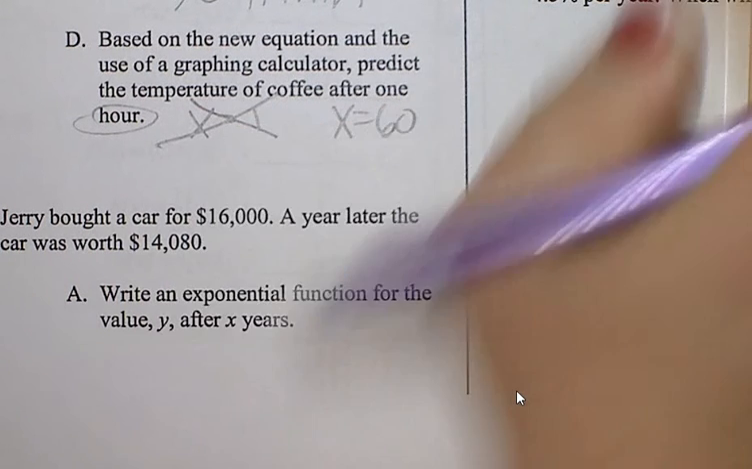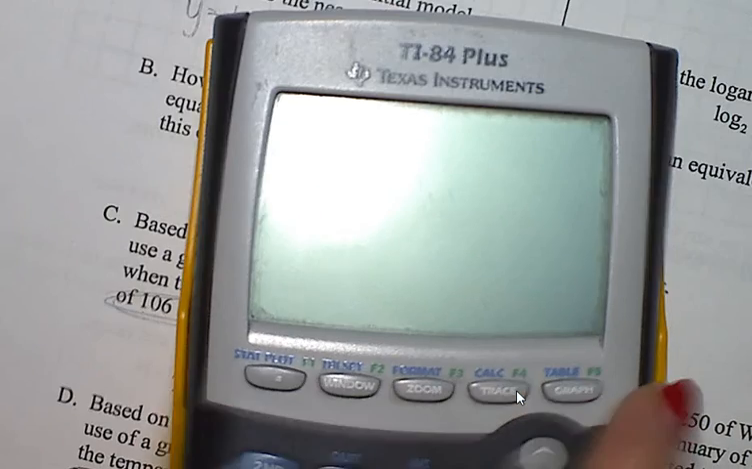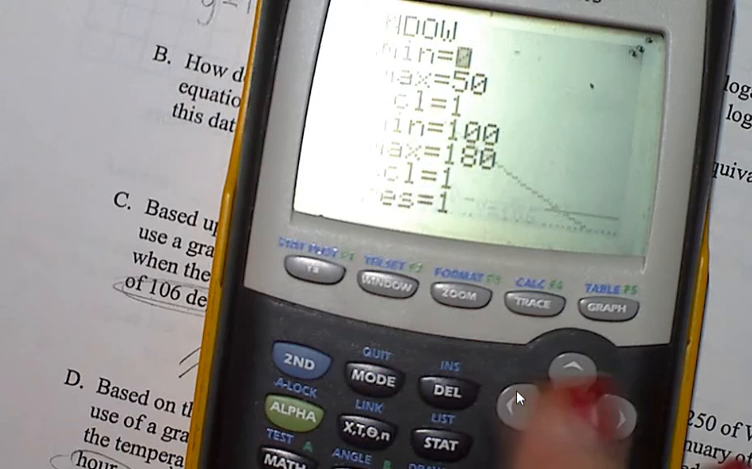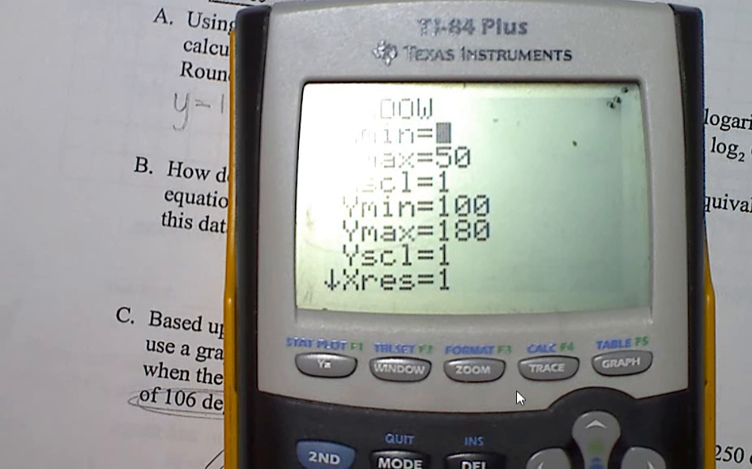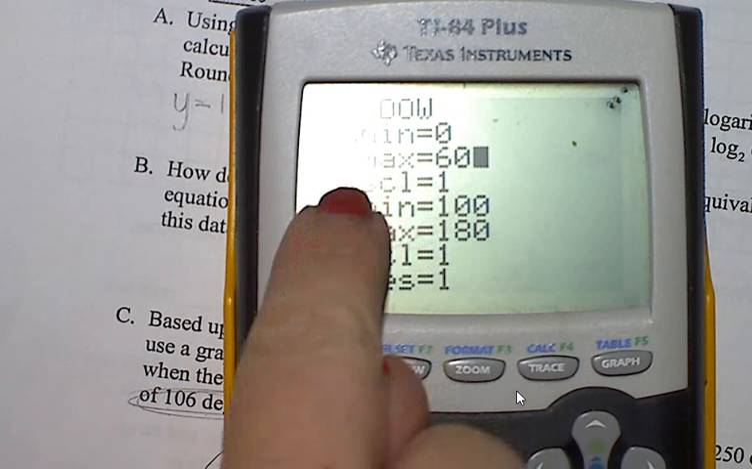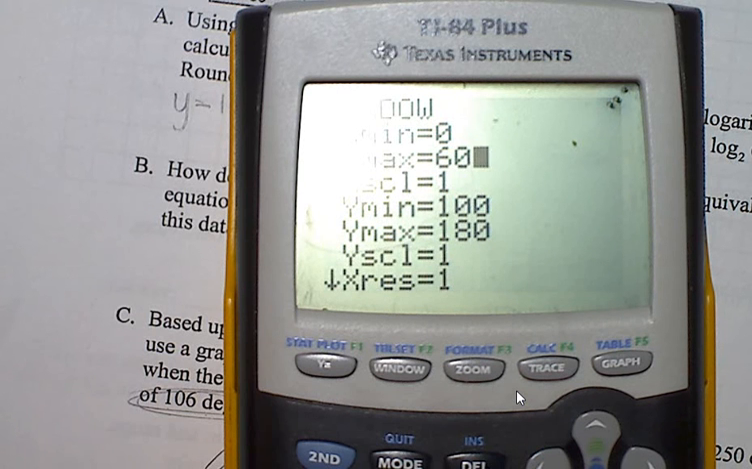Go back up here and hit the button that says Window. Before I can use the calculator to do this for me, I need to extend the value. So let's go to 60. Because I want to know what is the x value at 60, so I need to have it in the range. Now hit graph.